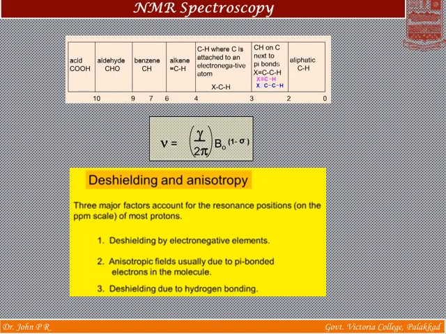If we look into the table, the hydrogens present in different environments have different chemical shift values. See the equation to calculate the resonating frequency of H1 or any other NMR active nucleus. That is, nu is equal to gamma by 2 pi B0 into 1 minus sigma, where gamma is the gyromagnetic ratio, B0 the applied field, and sigma the shielding constant.